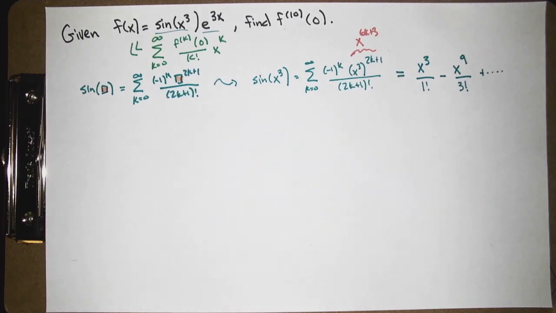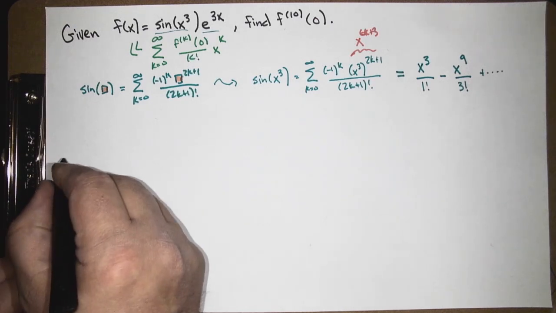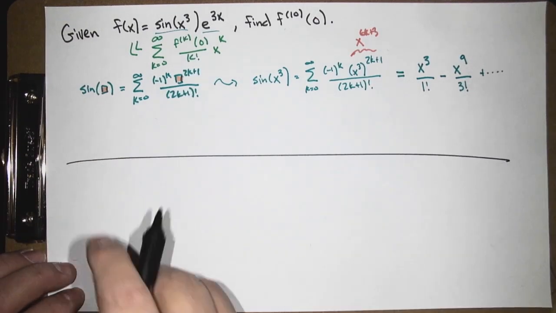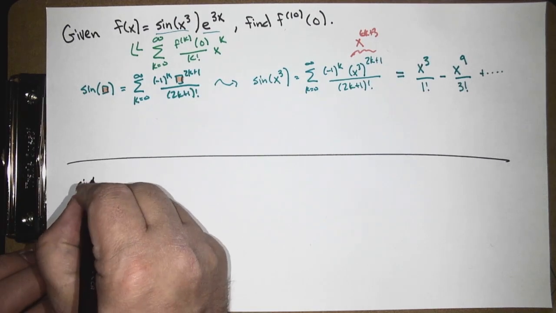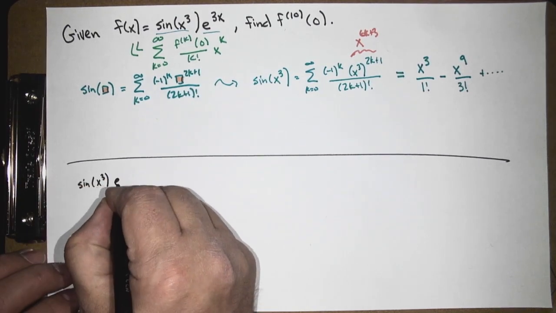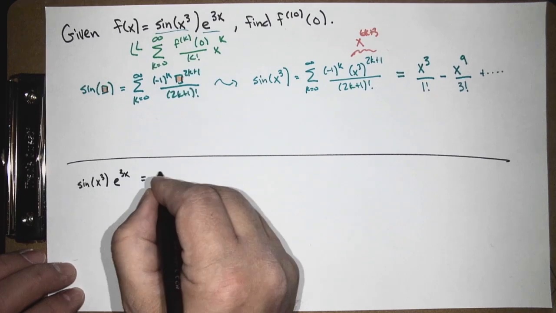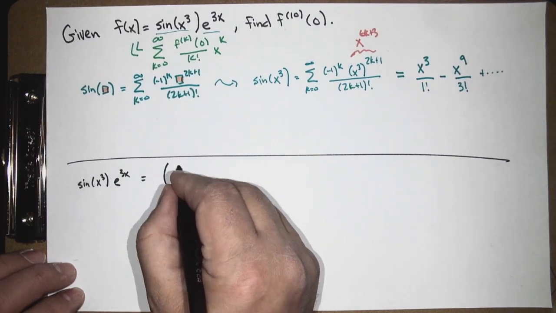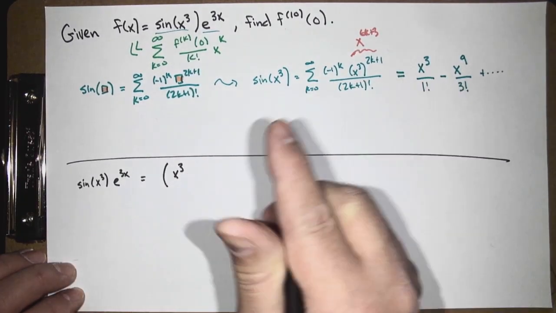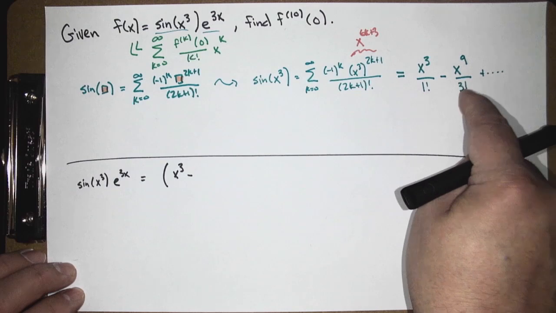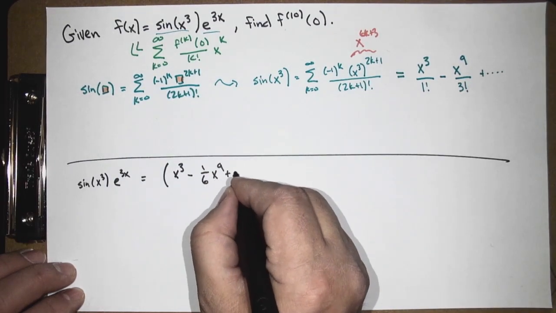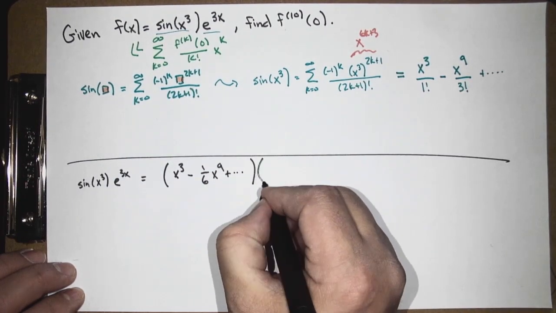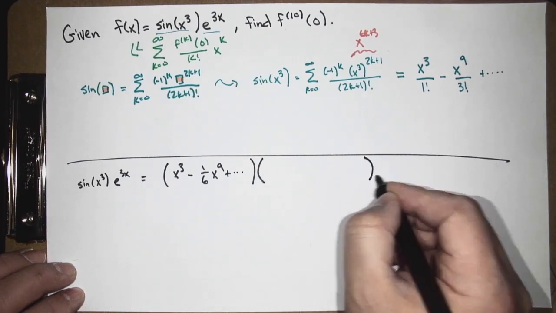Okay. Now, going to pause for a second here. There's going to be more work, so I'm going to put a line here. There's something that's going to go here. And then I'm going to say, hey, sine of x cubed times e to the 3x. We just said the first part looks like, well, I'll write it as x cubed minus 1 over 6 x to the 9 plus dot, dot, dot. Now we're going to multiply it by e to the 3x.